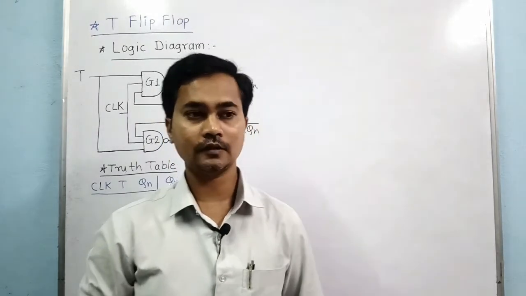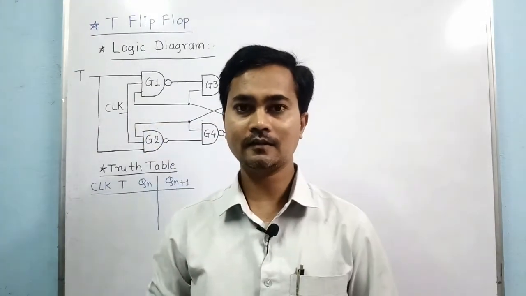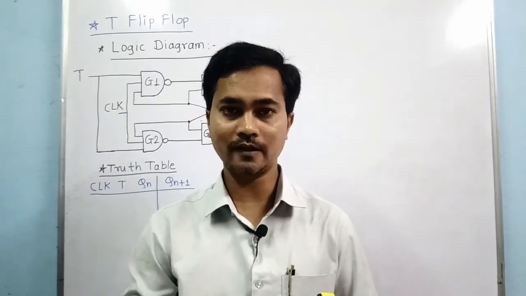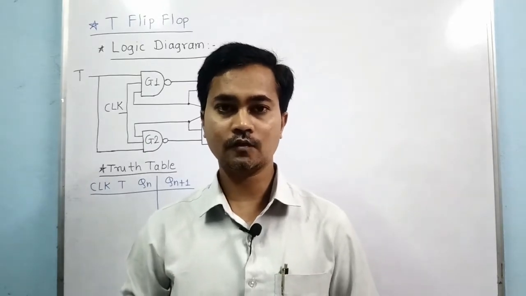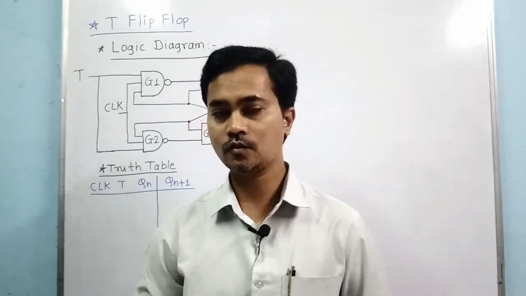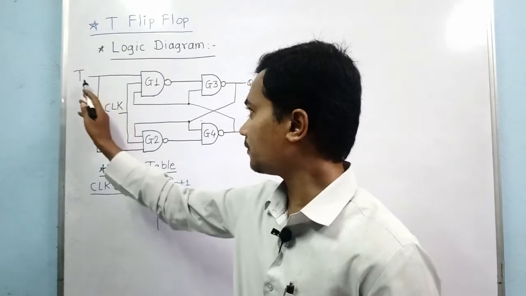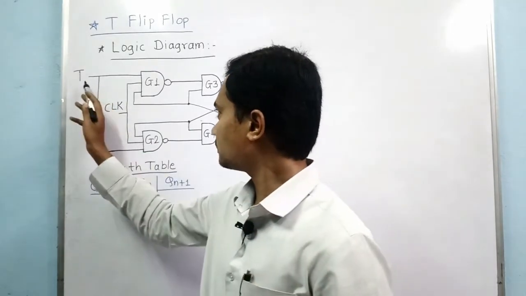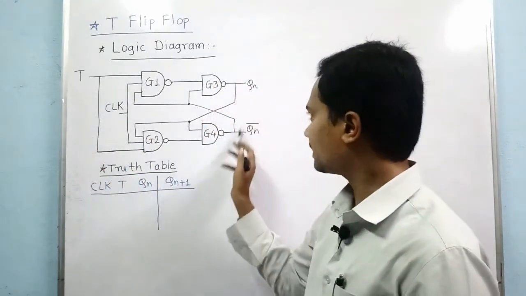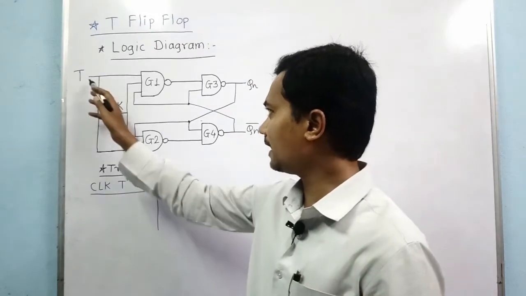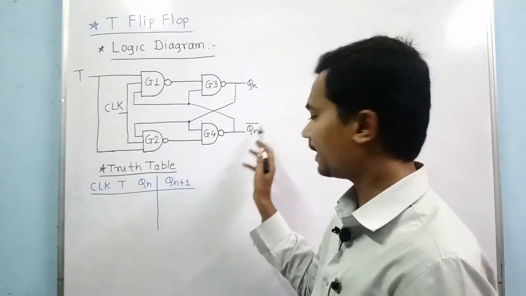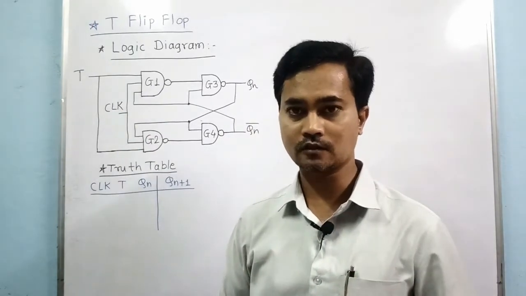In some applications there is a requirement that the output should be toggled. Toggled means 0 to 1 or 1 to 0. This transition will occur when the clock pulse is applied to the flip-flop. So T stands for toggle. If the T input is 0, then the output will remain the same, and if T becomes logic 1, then Qn or Qn bar will change its state, or transition.